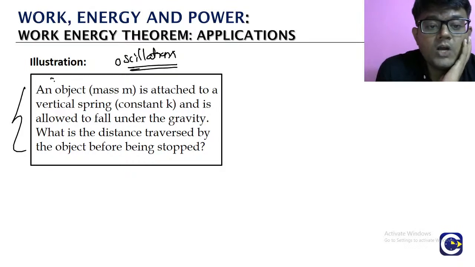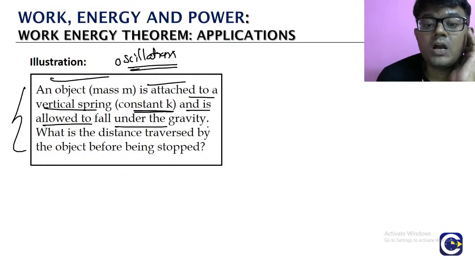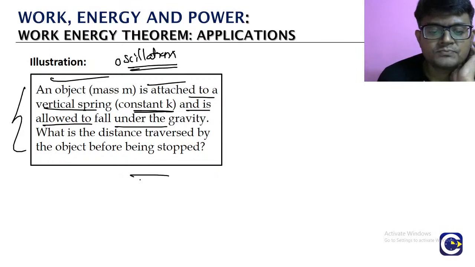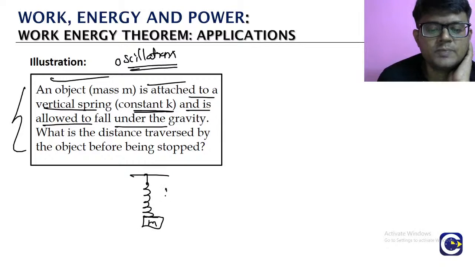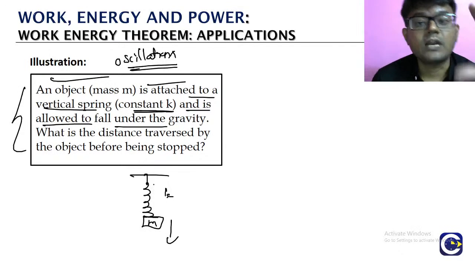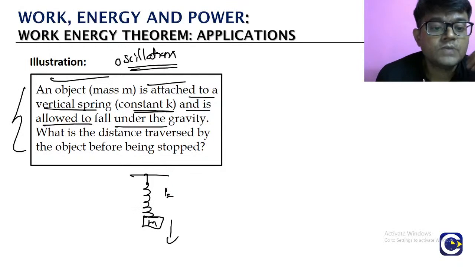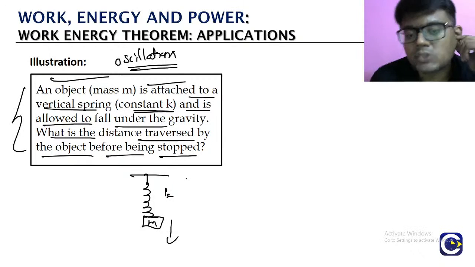An object of mass m is attached to a vertical spring. What is the constant for the spring? K, and is allowed to fall under gravity. Means we are attaching an object of mass m to the spring of constant K, and we are allowing it to fall. When this falling, what is going to happen? The mass is going to come down and the spring is going to get elongated. What is the distance traversed by the object before it is stopped?